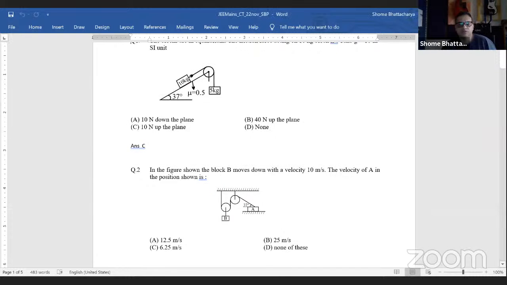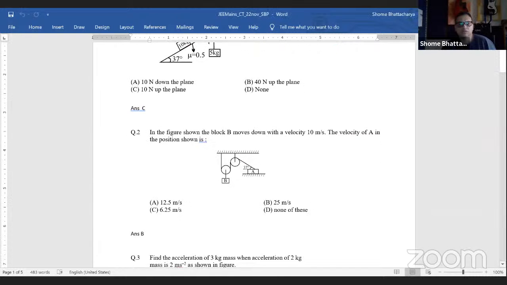So second question, you have to work out the velocity of this block given the other one has a velocity 10 meters per second. Okay. Block B is moving down with a velocity of 10 meters per second. Block A will be moving in this direction with some velocity we have to find out. So in this we will use the virtual power method.